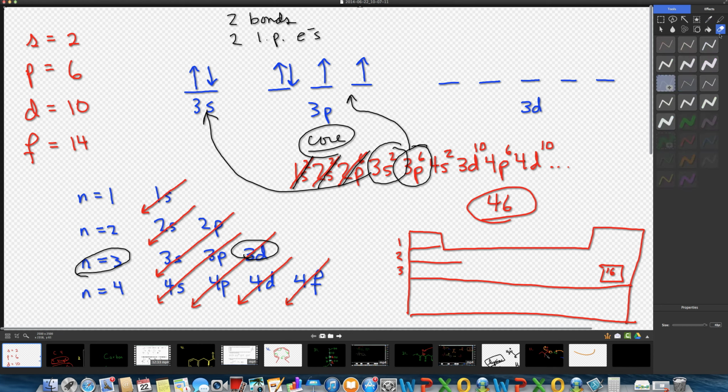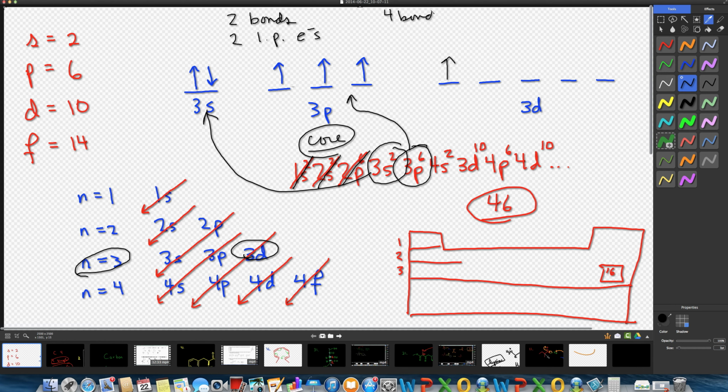If we hybridize once, we can promote one of the 3p electrons to the 3d orbital. And now I can make 4 bonds and have 1 lone pair. I can do this again. I can promote one of my 3s electrons into the 3d. And now I can make 6 bonds with 0 lone pairs.